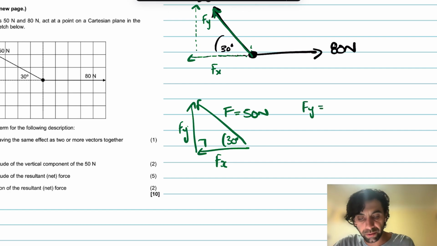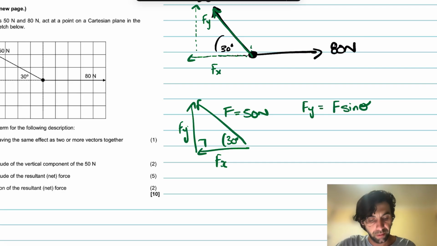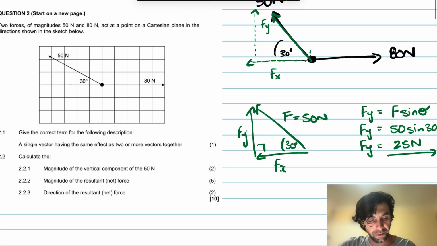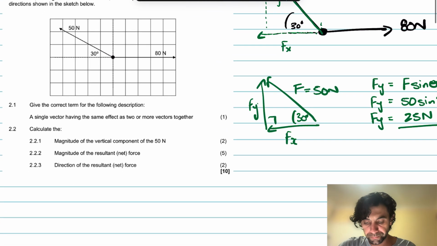Fy is going to be equal to, well, that is an opposite, and our force itself is our hypotenuse. So that opposite over hypotenuse gives us F sine of theta. Okay, we can calculate that very quickly. We know that F is 50 newtons, sine of 30 degrees. So if you plug that into your calculator, you will find it to be exactly 25 newtons. So that is the answer to the first question, 2.2.1.